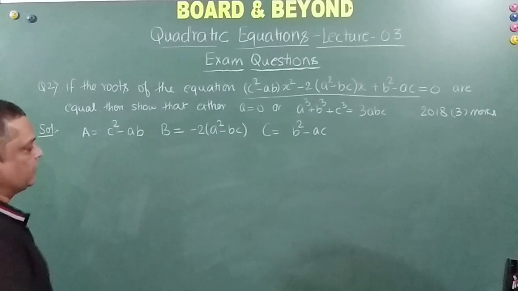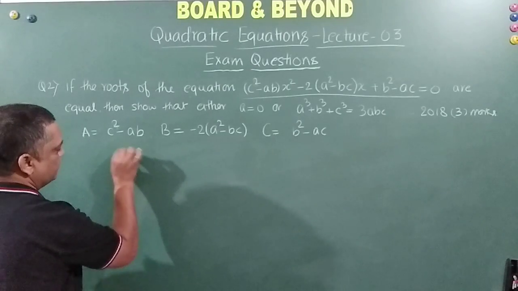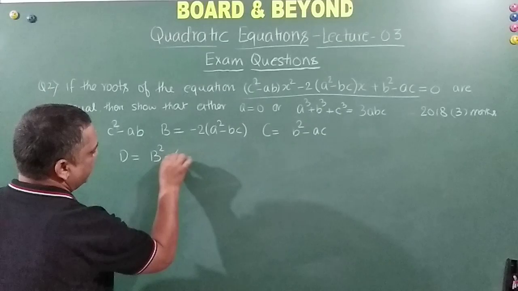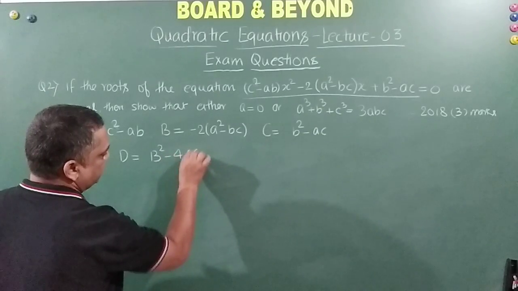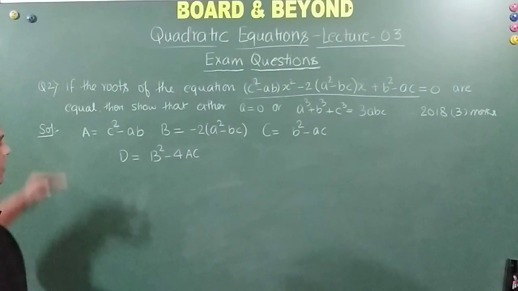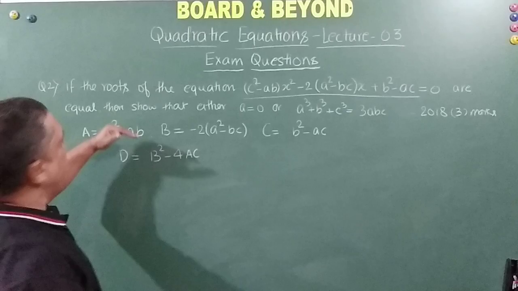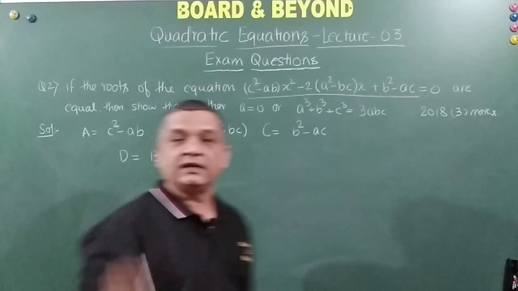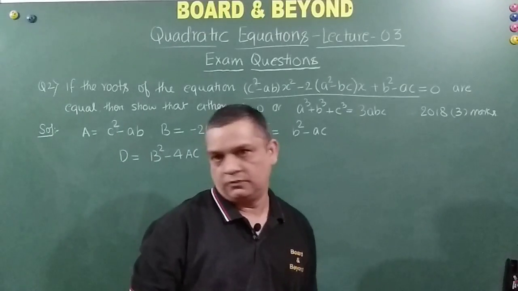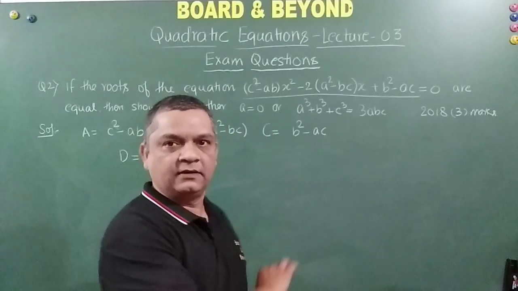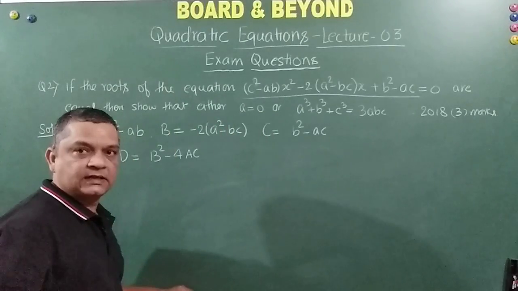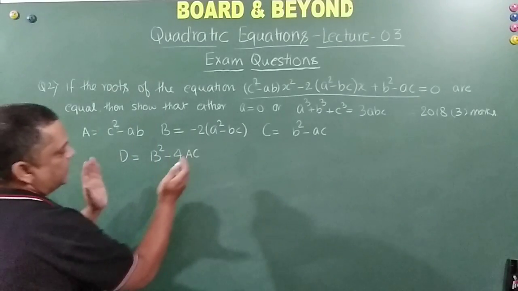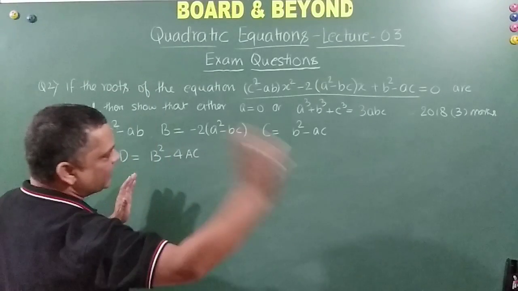So let's find out D. D is equal to B square minus 4AC. Since this shows that the roots are equal, that means D is equal to 0. You remember the condition we learnt in the last class? If D is equal to 0, then the roots will be equal. So let us first formulate D here, then equate it to 0.